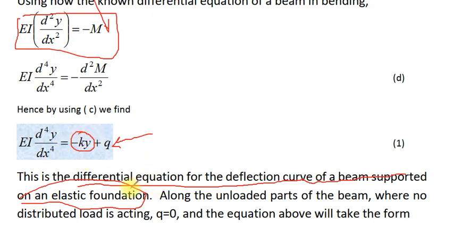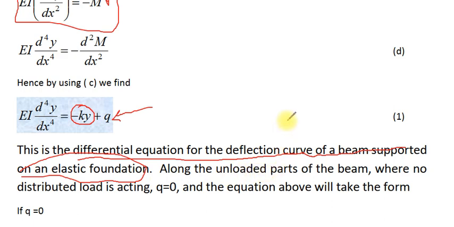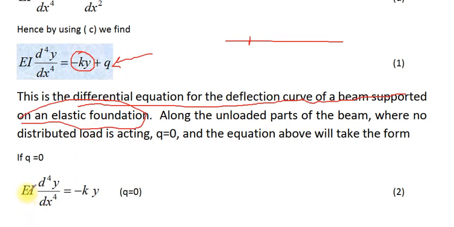Without Ky, the equation represents the differential equation for deflection curve of a beam without support by elastic foundation. Along the unloaded parts, q will be equal to 0, and the equation will be EI d fourth y over dx fourth equal to minus Ky.